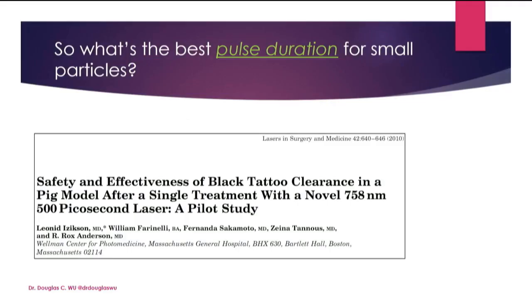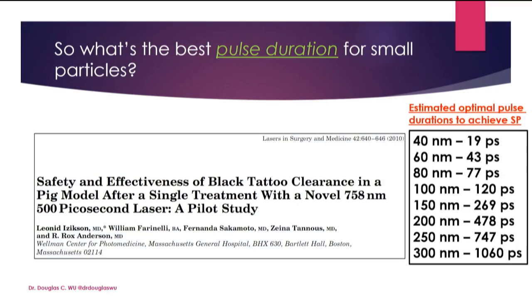And there was a little study here, again out of the Wellman Center, where there was an estimated optimal pulse duration, essentially. And you can see it's extremely short. These are common particle sizes in tattoos, 40 nanometers, 100 nanometers, whatnot. 19 picoseconds, 70 picoseconds. In dermatology, unfortunately, we don't have these lasers quite yet. The shortest pulse duration we have is about 250 picoseconds, which is still better than nothing and really quite short, but that would be optimal for maybe a 150 nanometer particle.